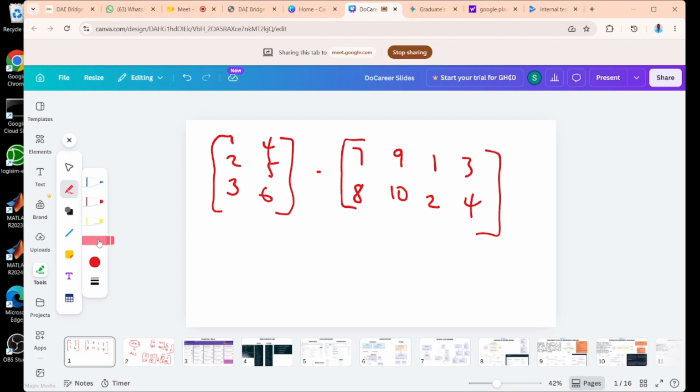So what I'm expecting is, this is 3 by 2 against this 2 by 4, so the result is 3 by 4. So we are expecting a 3 by 4 matrix. I'm expecting something here, something here, something here, across 4 columns.